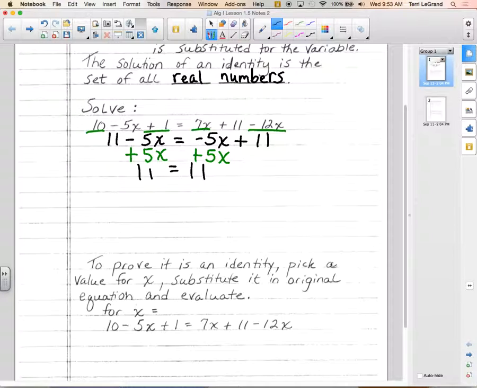So, some of you might have taken a different route than I did. I did the simplifying first, and I decided, okay, the left side simplifies to 11 take away 5x, and the right side simplifies to negative 5x plus 11. And then I said, well, okay, got x's on both sides. I'm going to add 5x to get them off of the left side. Well, then here's what happened when I had to add them to the right side. I got rid of them on the right side, too. I just got rid of both sides. So now I got 11 equals 11.